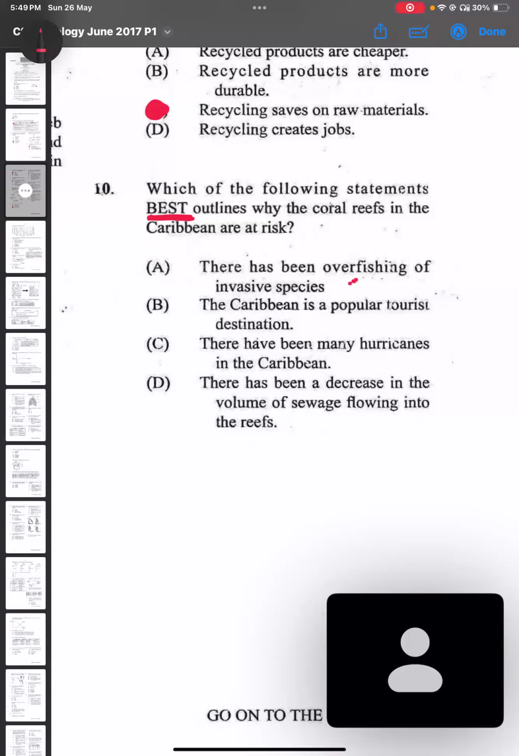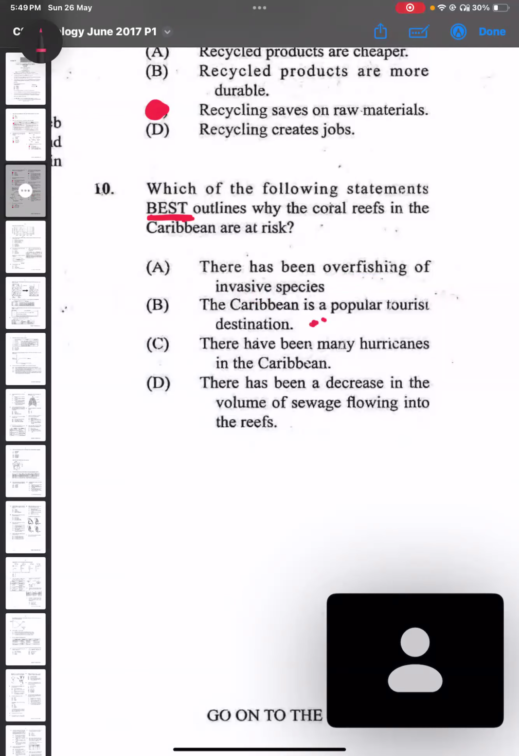For A, if you had chosen A, you would have gotten it wrong. If you are overfishing invasive species, would that pose a risk to the coral reefs? Because it is invasive, it would be helping the reef, because invasive species are species that are not supposed to be there in the first place. And it would have been causing harm on the reef. So for example, the lionfish. Lionfish kill all of the other herbivore fish that are there on the reef, and it's causing problems because we have the reefs dying because we have overgrowth. So A would not be the answer.